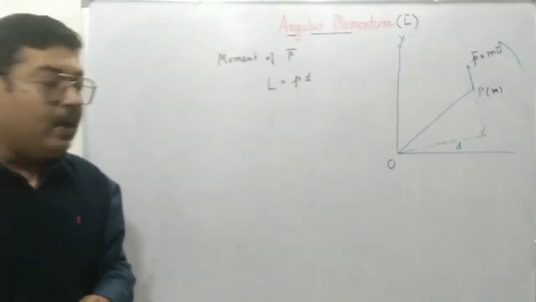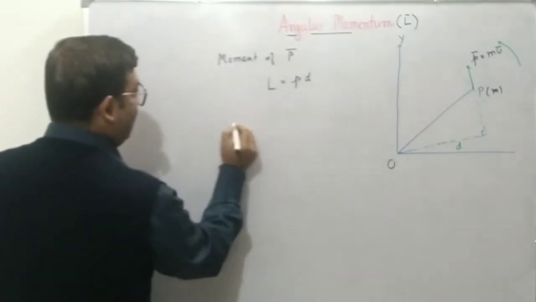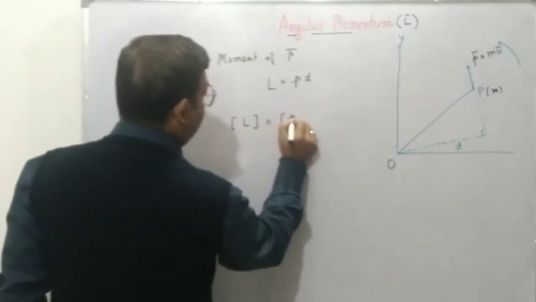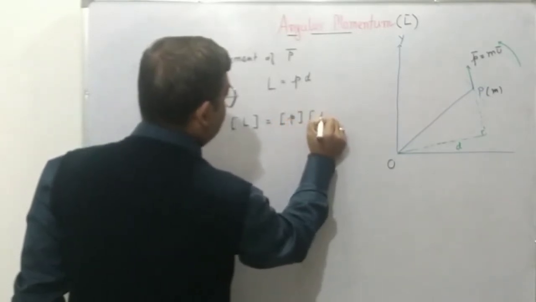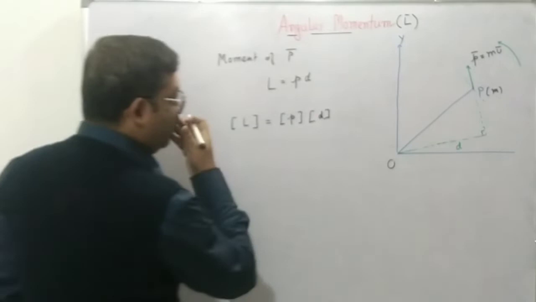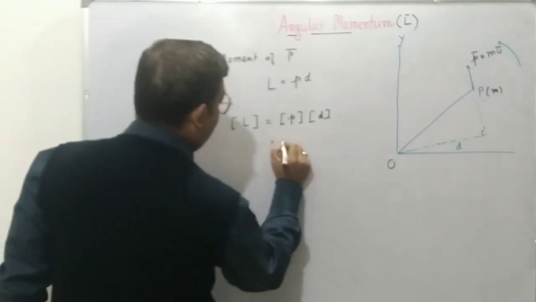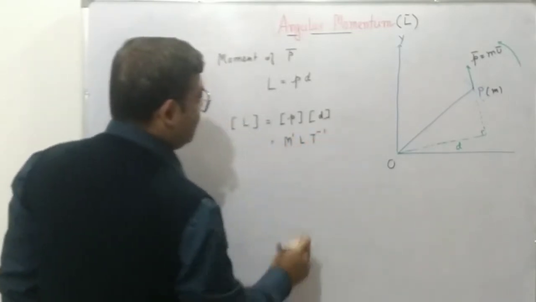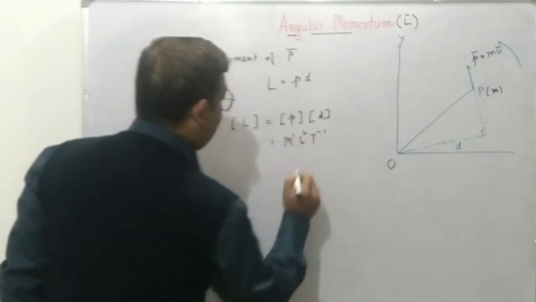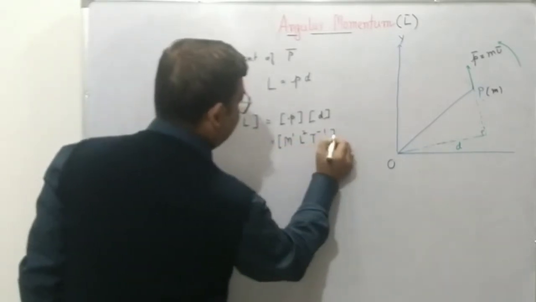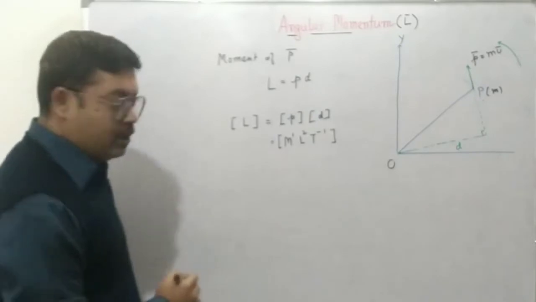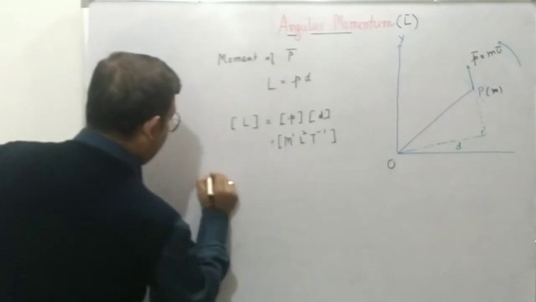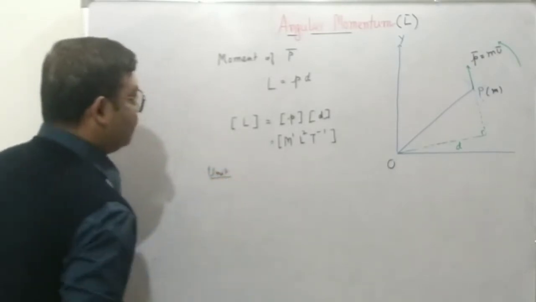Okay. So if it is so, then the dimension of angular momentum will be the dimension of momentum multiplied by the dimension of length, right? d is length. So if we look at this, momentum is M¹ L¹ T⁻¹, and length is L. So this will be M¹ L² T⁻¹, which again gives us the unit of angular momentum.